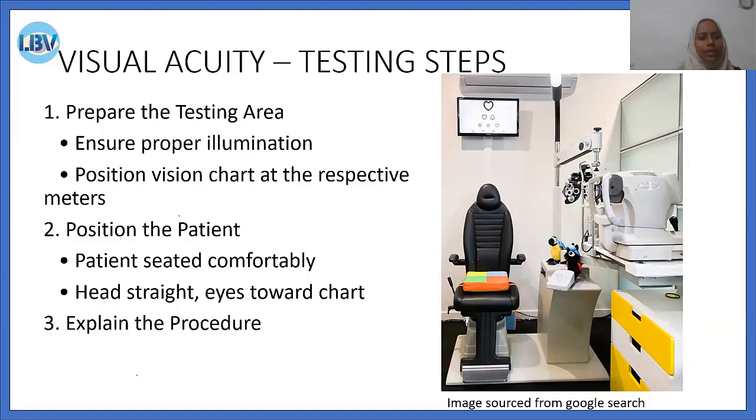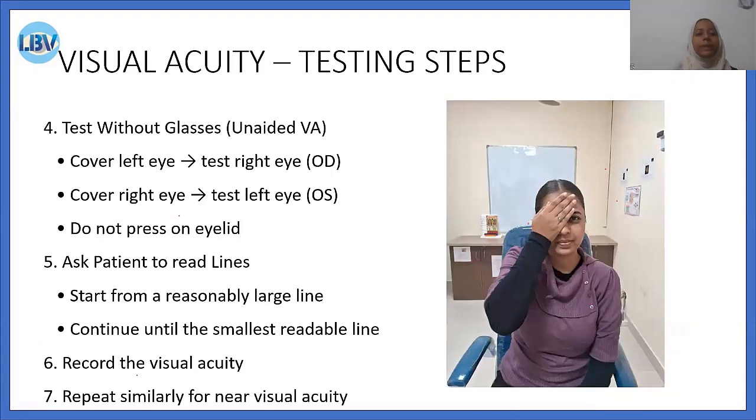The next is the position of the patient. Let the patient sit comfortably. The head should be straight, eyes towards the chart, and then explain the procedure, what the person has to do. Explain how to cover their eyes, or if you will be using the trial frame, occluding the eyes, or using the pinhole, you need to explain the procedure completely.